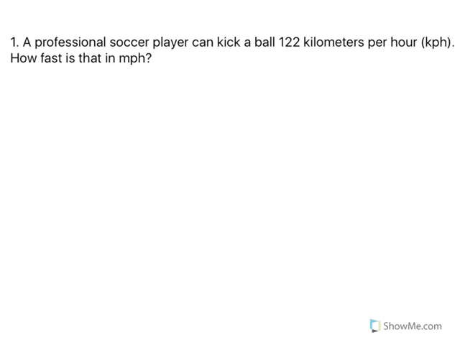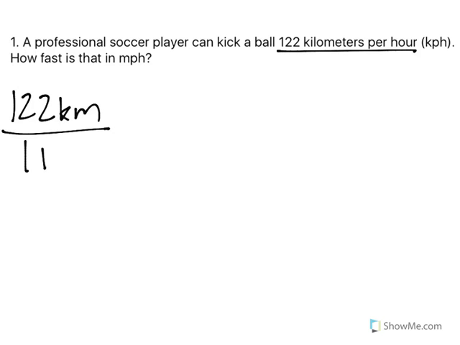And that's kind of how we go through each of these. So let's do a couple. A professional soccer player can kick a ball at 122 kilometers per hour. How fast is that in miles per hour? Okay, so what are we starting with? 122 kilometers per hour. So remember, the per is always where you do the division sign. Whatever comes after per goes on the bottom. So our goal is miles per hour.